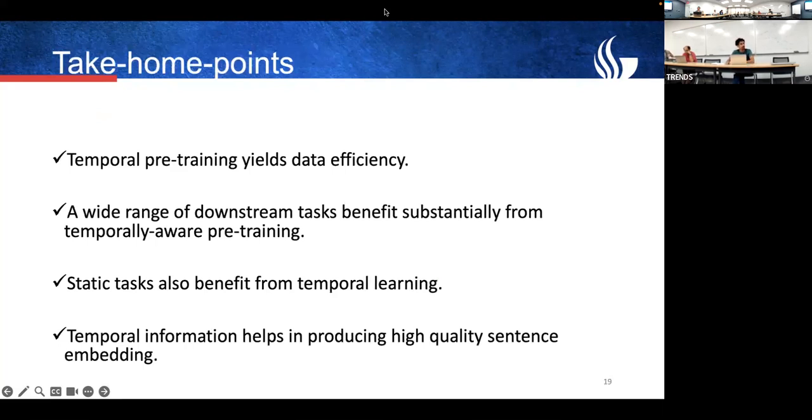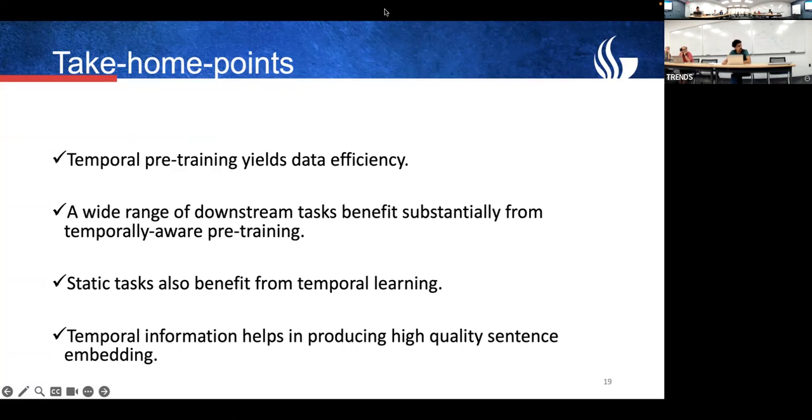I think the take-home points are that temporal pre-training yields data efficiency. You can work with less data and still get state-of-the-art results using this self-supervised pre-training method. And then a wide range of downstream tasks benefit substantially from temporally aware pre-training, including static tasks as well. So static tasks also benefit from temporal learning.